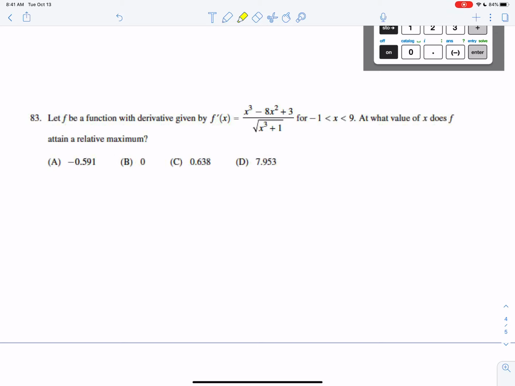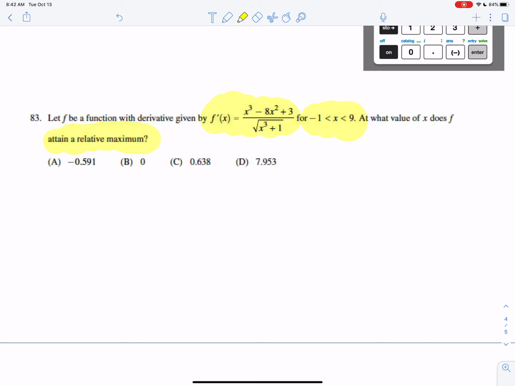Okay, so here we have the derivative. They give you a little window, and they're looking for a relative max. Okay, try this one out here, and play whenever you're ready or if you get stuck, okay?